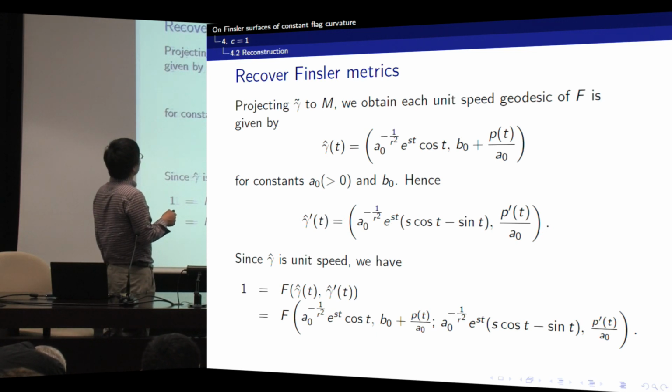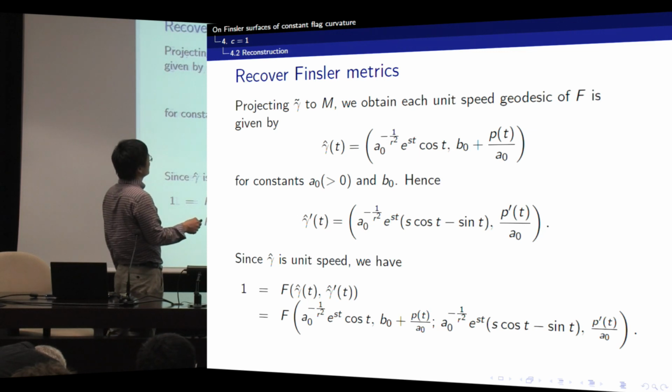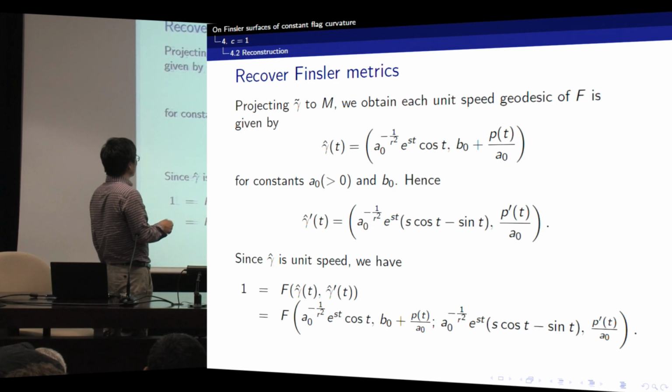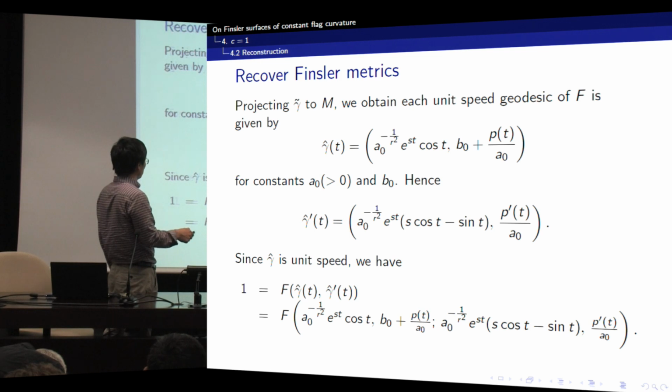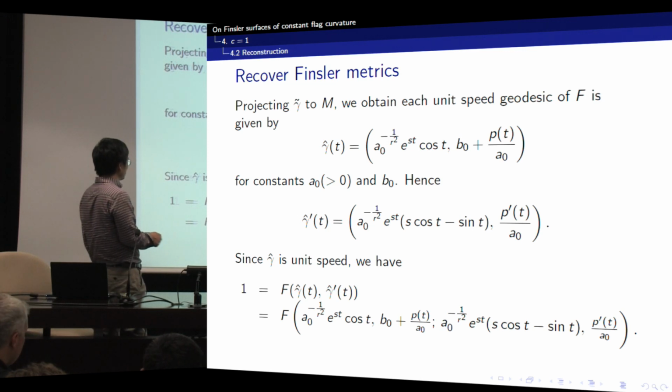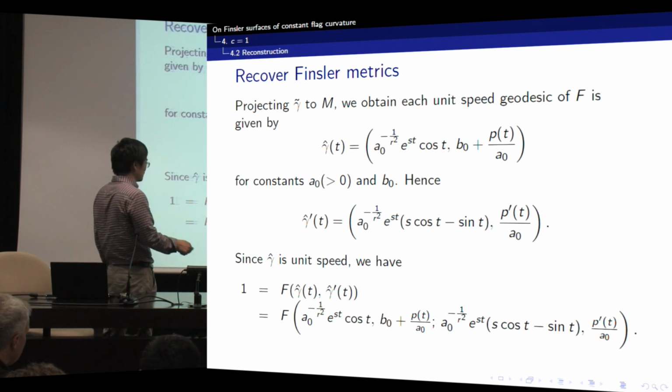Projecting gamma tilde to M, we obtain that each unit speed geodesic of F is given by this equation, gamma hat, for the constant A0 positive and B0. So it follows gamma hat derivative t is equal to this one. Since the gamma hat is a unit speed, the speed is equal to 1, and so F is equal to this formula.